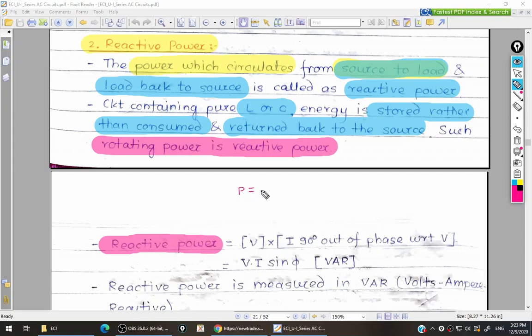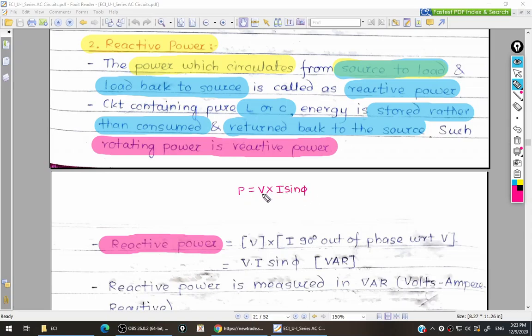So power is nothing but what? Voltage multiplied by current. But current has two components, cos phi and sin phi. So what is our active power? I cos phi. In active power we have taken I cos phi. Now we are taking I sin phi.